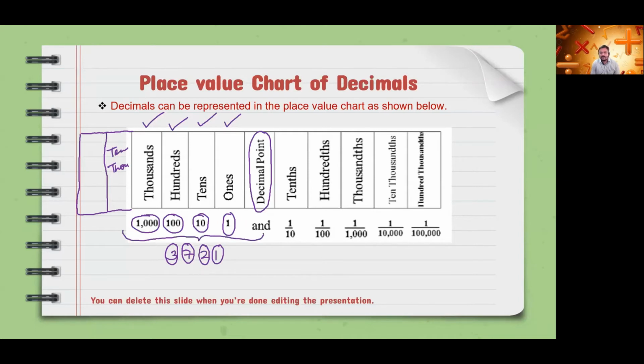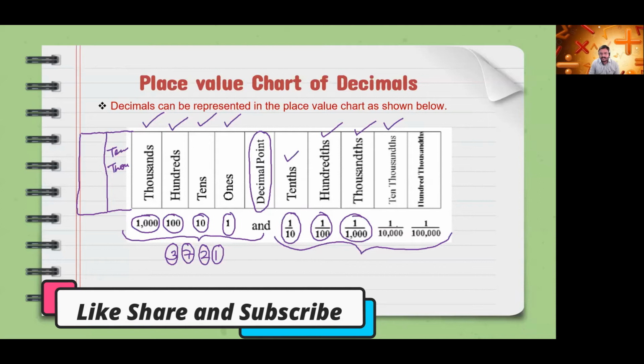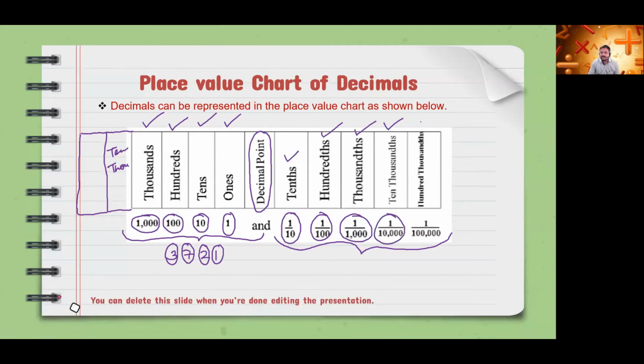Okay, you have done it in lower class also. Just pay attention to this right part of the place value chart of decimals. After the decimal point, the first value is tenths. We add "ths" ahead, tenths. It is denoted like this, 1/10. Next value is hundredths, denoted as 1/100. Next value is thousandths, denoted as 1/1000. Next value is ten-thousandths, denoted as 1/10,000, and like this it goes on.